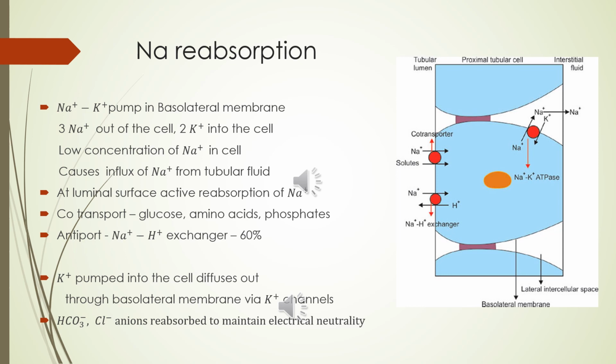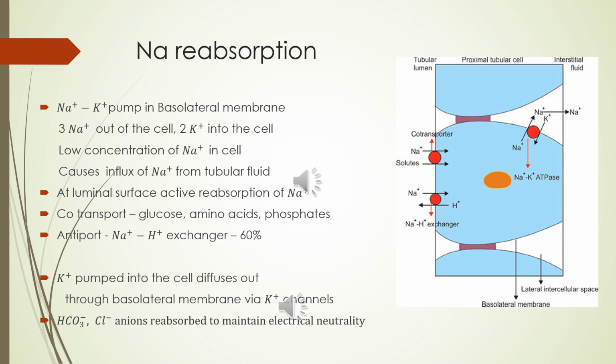So at the luminal surface, the entry of sodium ions occurs by utilizing the energy generated by the sodium potassium pump on the basolateral membrane, and thus it forms a secondary active transport mechanism which includes symport and antiport mechanisms. So the transport of substances like glucose, amino acids, phosphate, etc. occurs along with the sodium reabsorption in the same direction, and it forms a co-transport mechanism. And the major antiport mechanism is the sodium ion hydrogen ion exchanger.